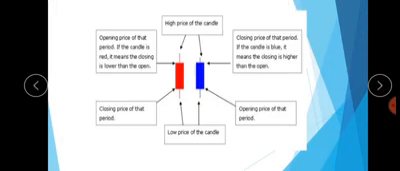So this is an example of a candlestick, and this is how it looks. Most of the time, this red one is representing a bearish candle, and this blue one is representing a bullish candle.